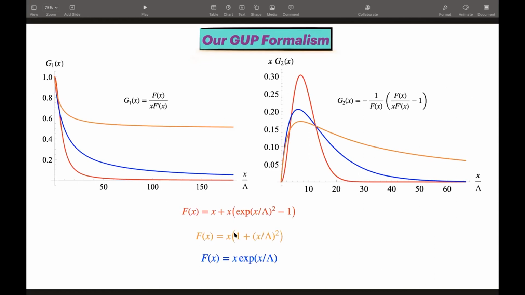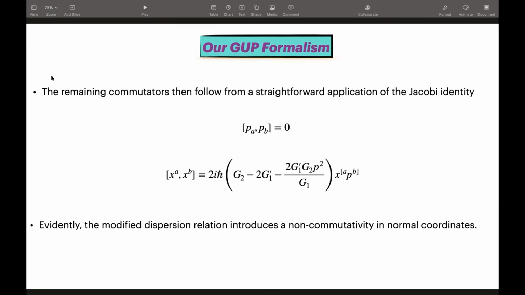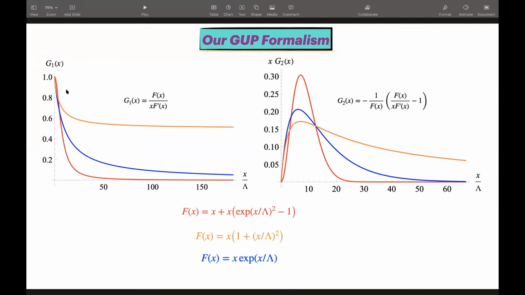What will be the dispersion, what will be the non-commutativity in position, and what will be the Heisenberg algebra, that we are going to call the GUP? For the dispersion relation, these are three dispersion relations we are going to plot. We can see that in the low energy limit, these two give the ordinary Heisenberg algebra, because G1, if you remember, is the coefficient of delta AB, and G2 was giving the quadratic momentum term. So in the low energy limit, that is the ordinary Heisenberg algebra, but in the high energy limit, it is not.